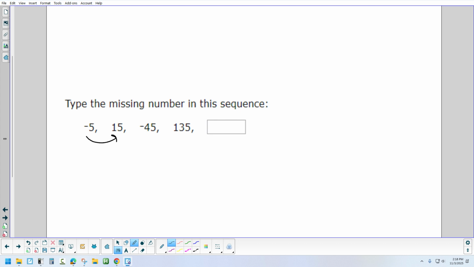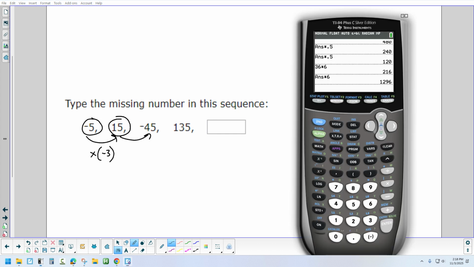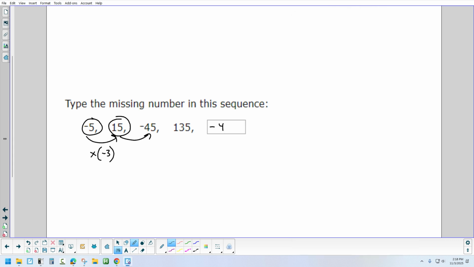Okay. Anybody think they know what you can multiply this by to get that? Negative 3. Times negative 3. Yep. And then if we times by negative 3 again, we can check it. Let's take 15 times negative 3. Yep, negative 45. If I times by negative 3 again, what should I get? I should get 135. And now what do I have to do to get the number I don't know? Multiply one more time. Negative 405. This time, I don't have another number here that I can check it against.